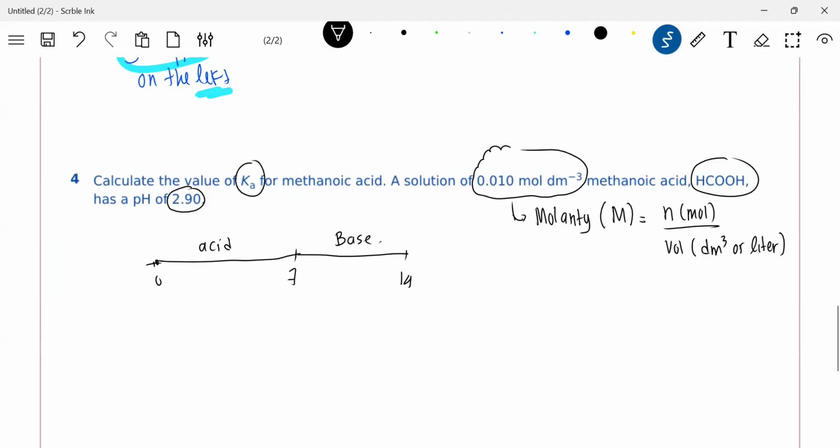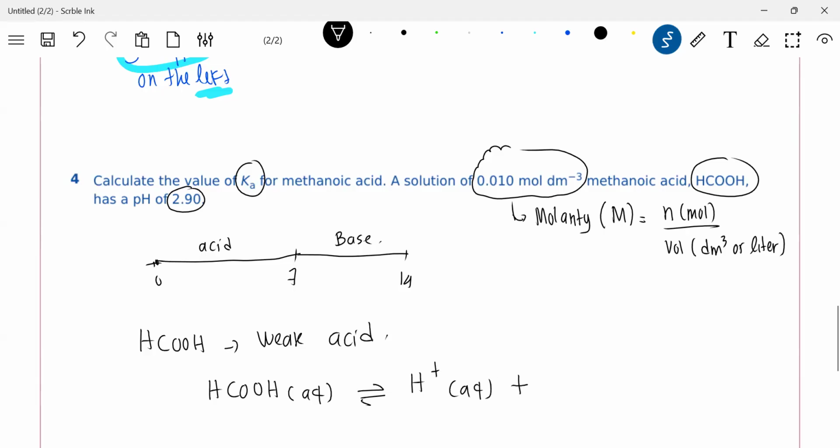HCOOH, you have to memorize it. We group it as a weak acid. Take a look: HCOOH dissociates into H plus and HCOO negative.